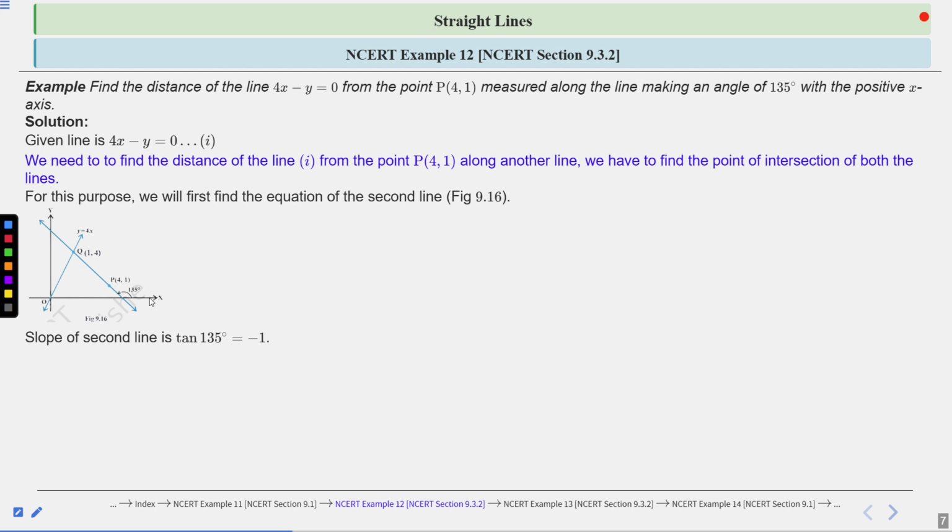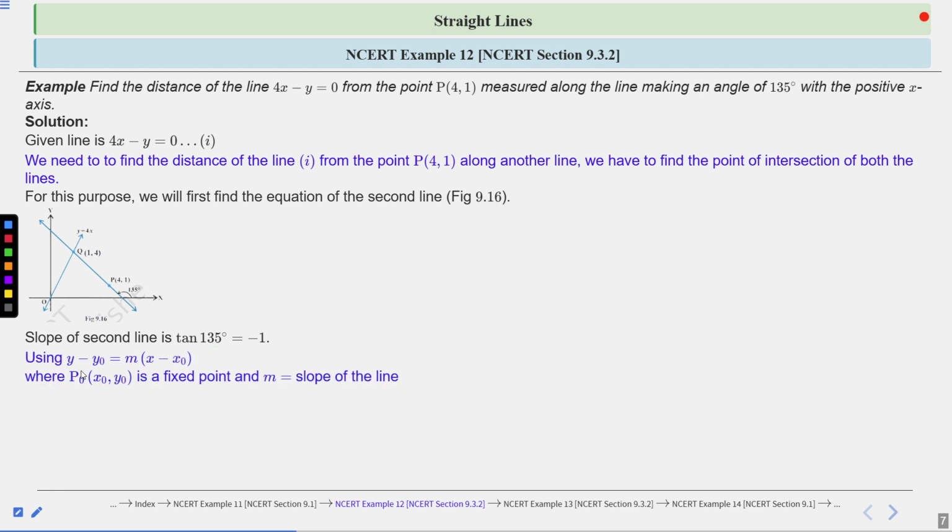So what is the slope of the second line? Slope of the second line is tan 135 degree, since it is given that the second line makes an angle 135 degree with the positive x-axis. So what is the value of tan 135 degree? You can easily find it by using tan of 90 degree plus 45 degree, then you will obtain the value of tan 135 degree as minus 1. So slope of the second line is minus 1.